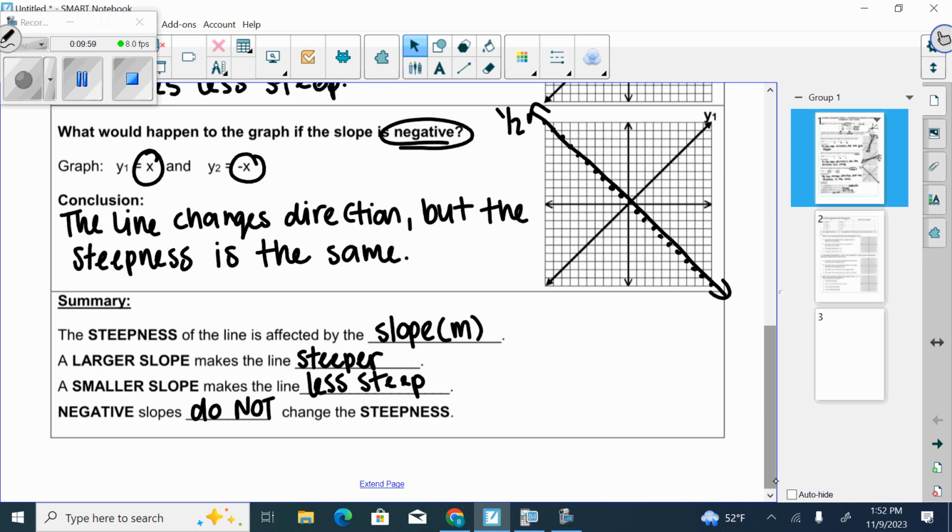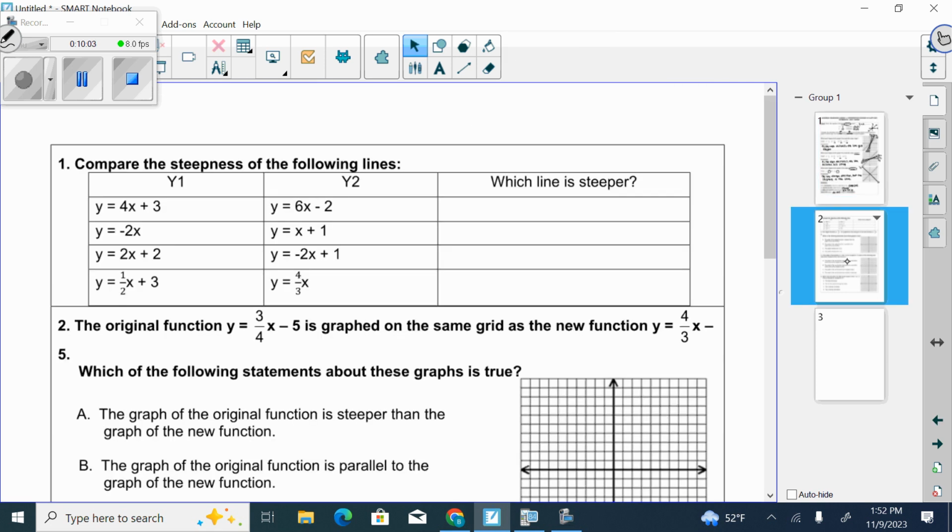Okay, so now that we know that, let's flip it over onto the back of our notes. And they have given us some equations, and we are supposed to identify which one is steeper. Remember, the steepness is determined by the slope, or m. If it's something big, it becomes steeper. If it's something small, it becomes less steep.